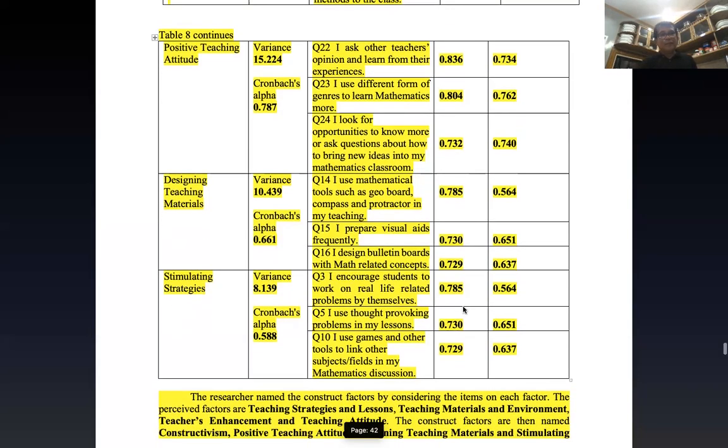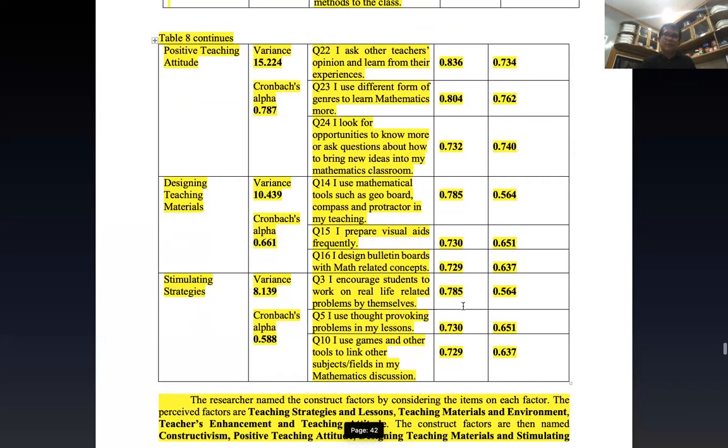The last one is stimulating strategies. And this one is composed of Q3, Q5, then Q10. Q3, I encourage students to work on real-life related problems by themselves. Q5, I use thought-provoking problems in my lesson. Q10, I use games and other tools to link other subjects, fields in my mathematics discussion.